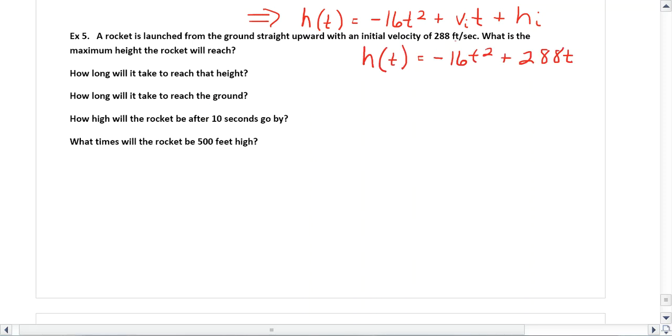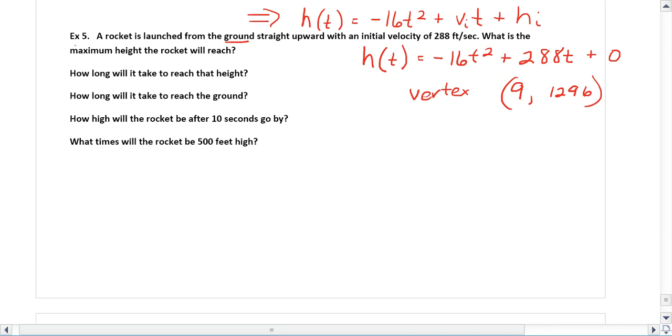So let's put in the 288 for the initial velocity. If the rocket is launched from the ground, h sub i, or the initial height, is 0, so I don't really need to put a plus 0 here, but I'll just show that to you. So again, I think I've done this step enough for you. Find the vertex by doing minus b over 2a. The vertex turns out to be 9, 1296. So let's interpret that vertex.